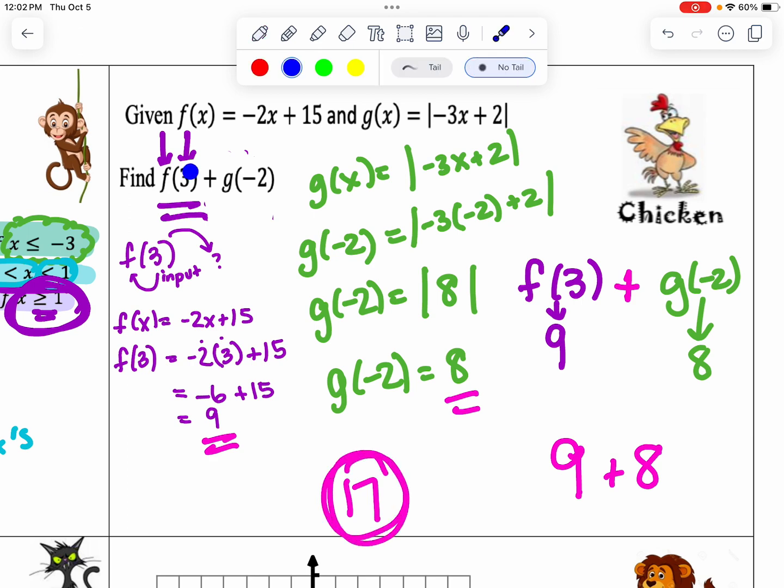All right, so short story is take this, put it into f, get your answer. Number goes in, number comes out, that's the number we want. Negative 2 goes in, number comes out. So once we've got the two numbers, just add them together and that's it.